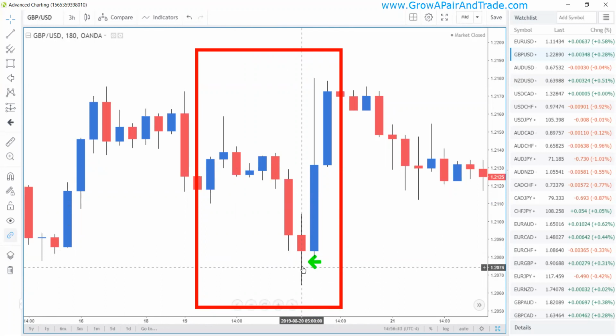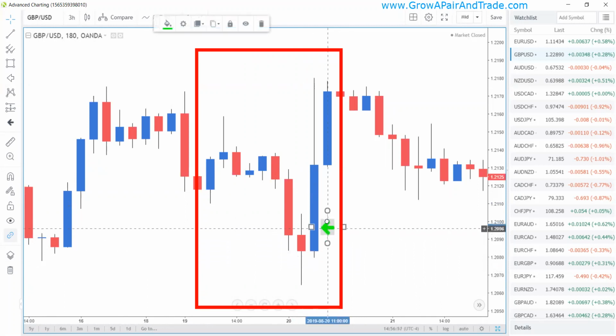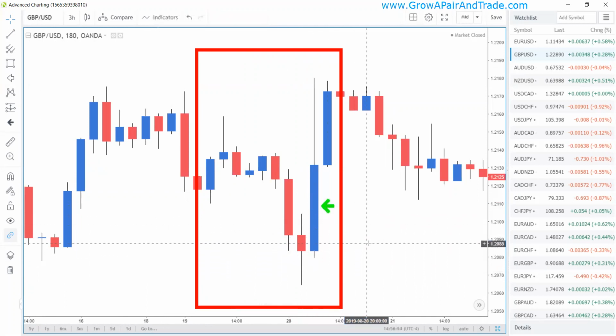So we see the sellers now are losing control, yes? If the sellers are losing control, then we can anticipate that the buyers are coming into the market, yes? Then we come over here, we see a blue candle, but that blue candle then closes neutral.